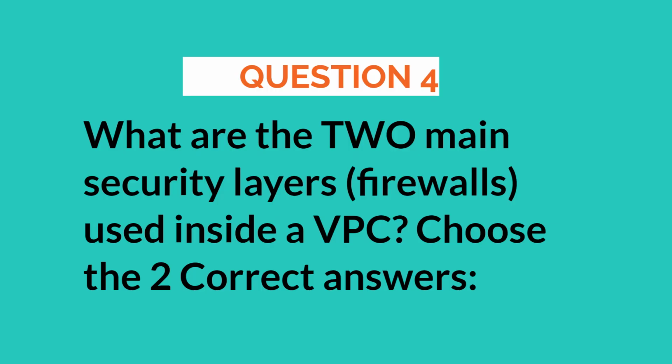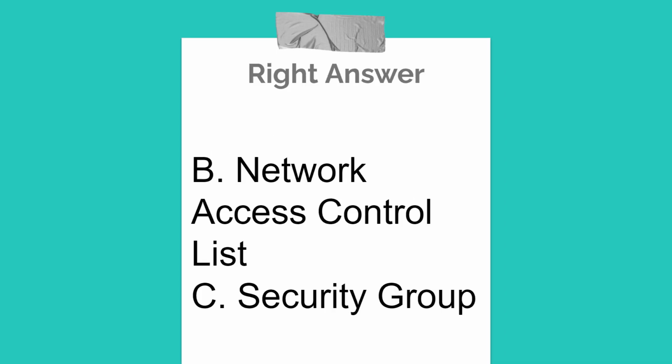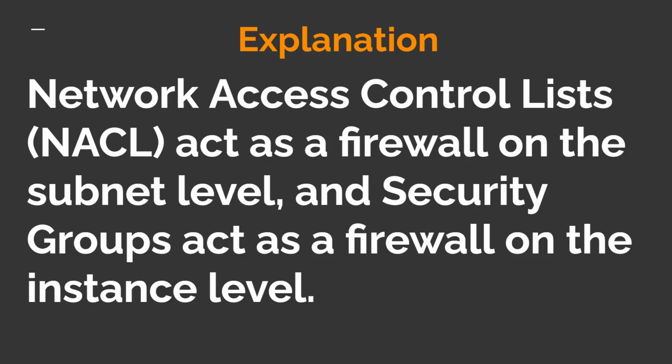Question 4. What are the TWO main security layers, firewalls, used inside a VPC? Choose the 2 correct answers. Option A. Net Protect. B. Network Access Control List. C. Security Group. D. Security Lists. Right answer is B. Network Access Control List. C. Security Group. Explanation. Network Access Control Lists, NACL, act as a firewall on the subnet level, and security groups act as a firewall on the instance level.